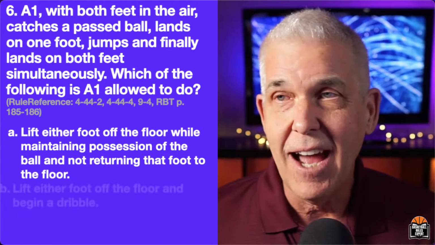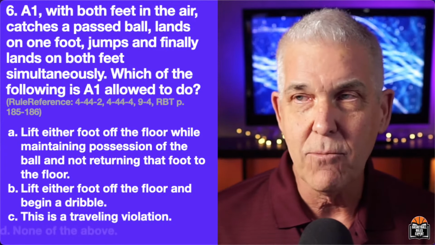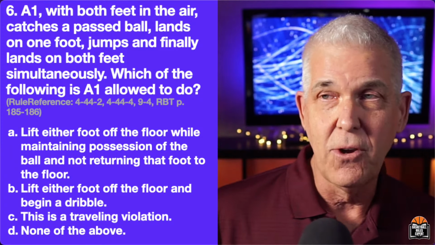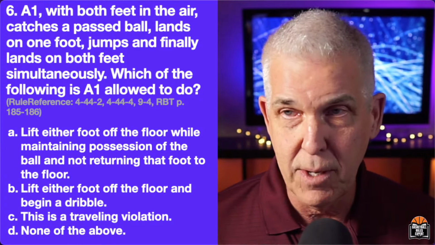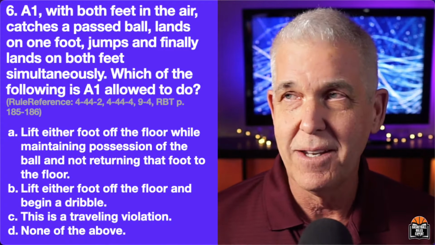A. Lift either foot off the floor while maintaining possession of the ball and not returning that foot to the floor. B. Lift either foot off the floor and begin a dribble. C. This is a traveling violation, or none of the above.